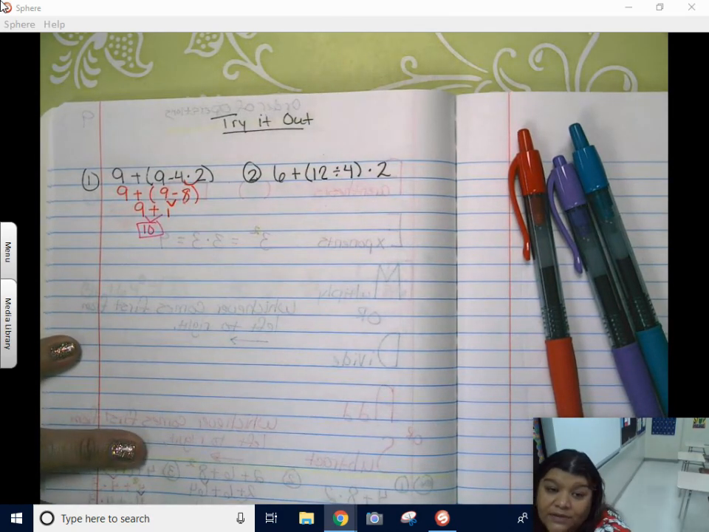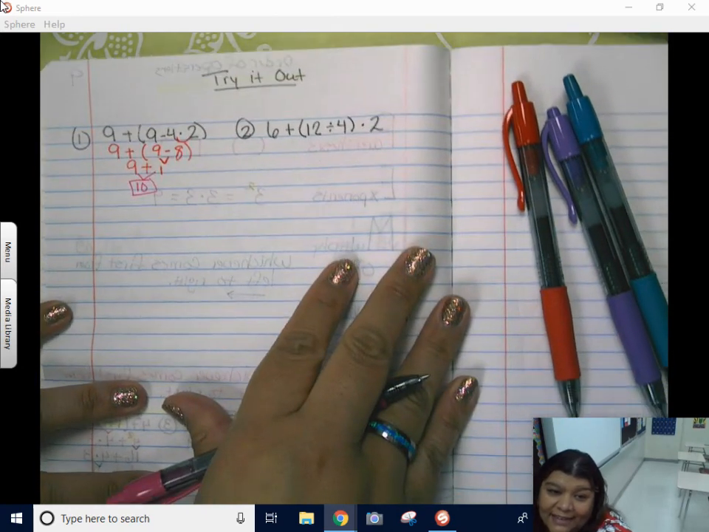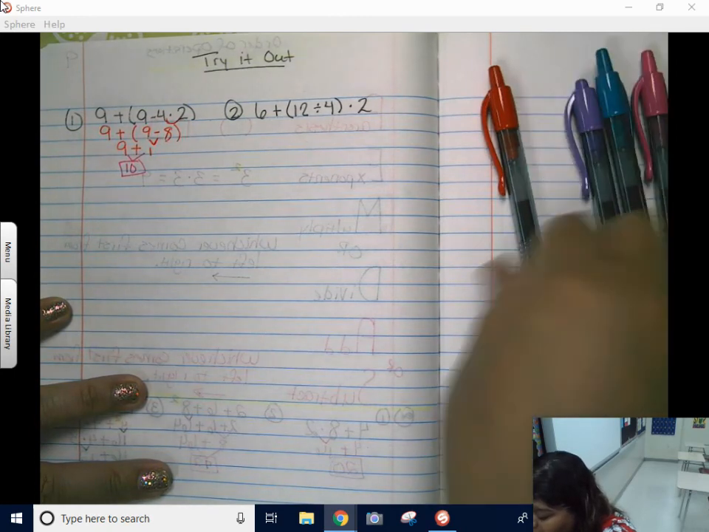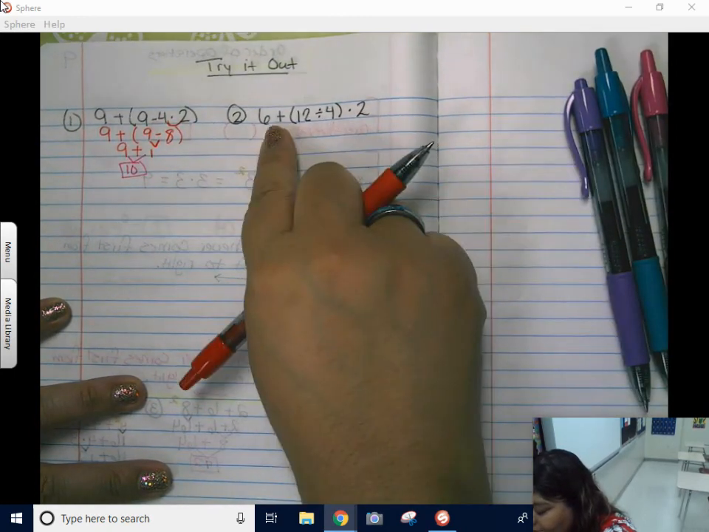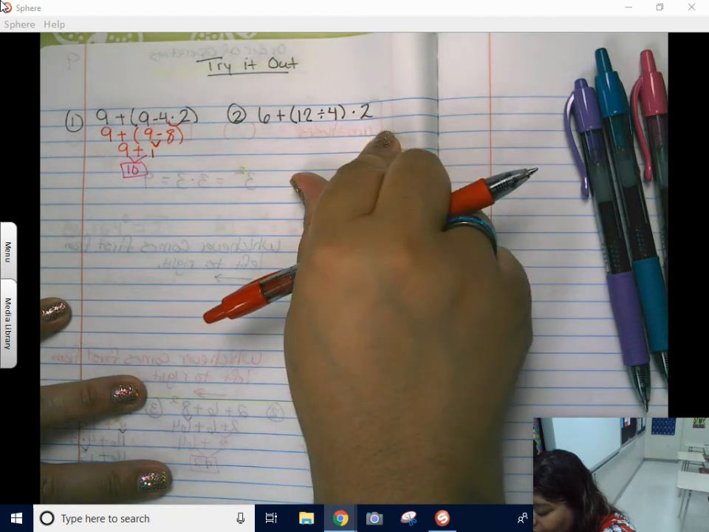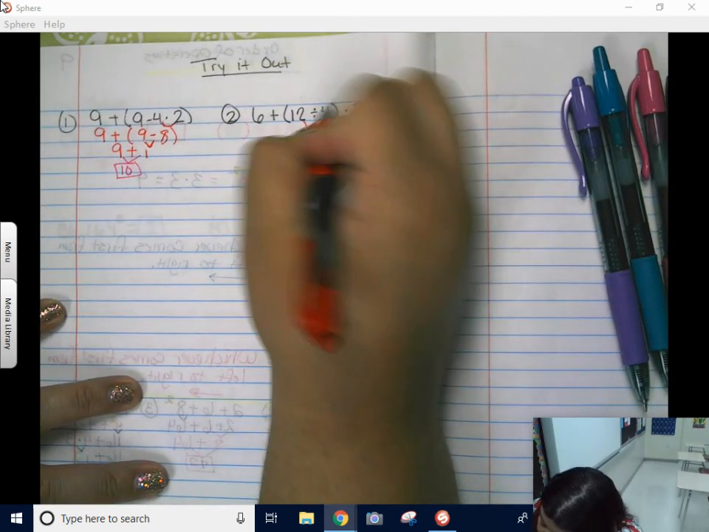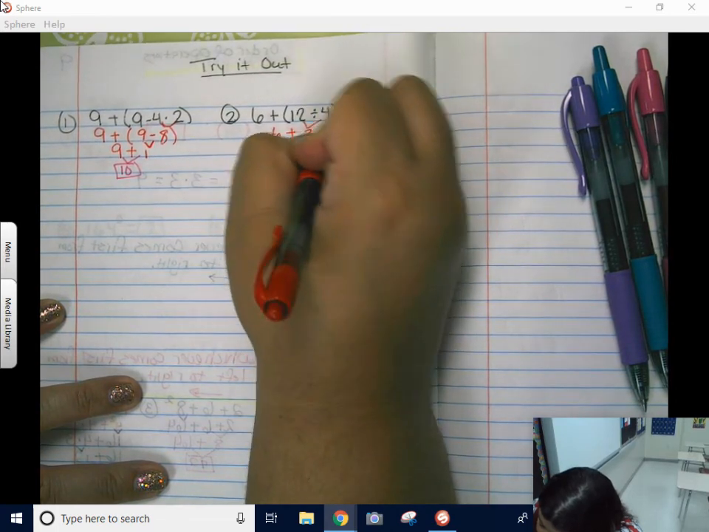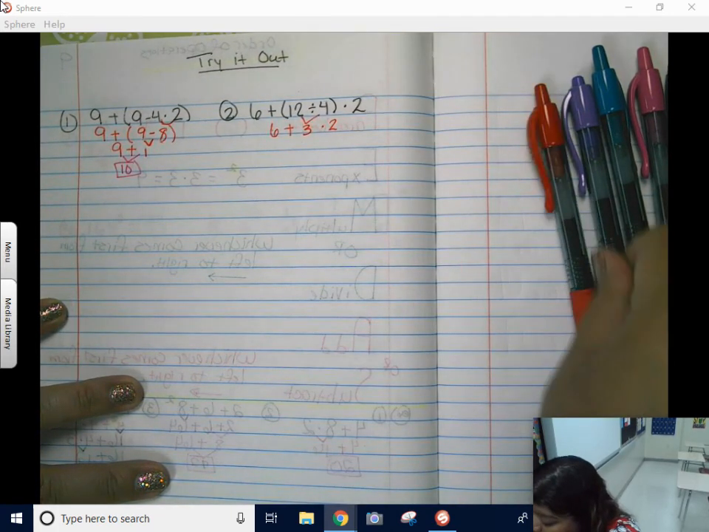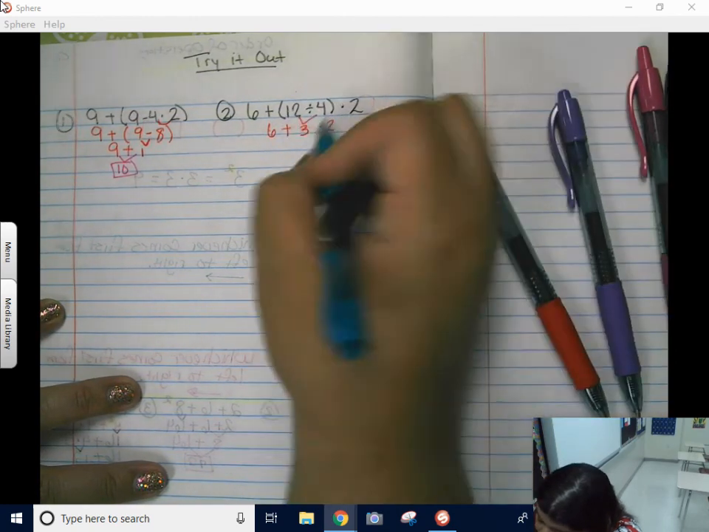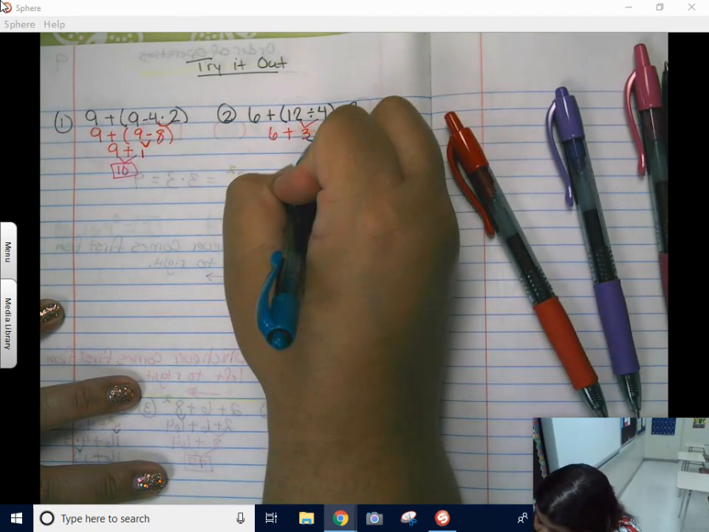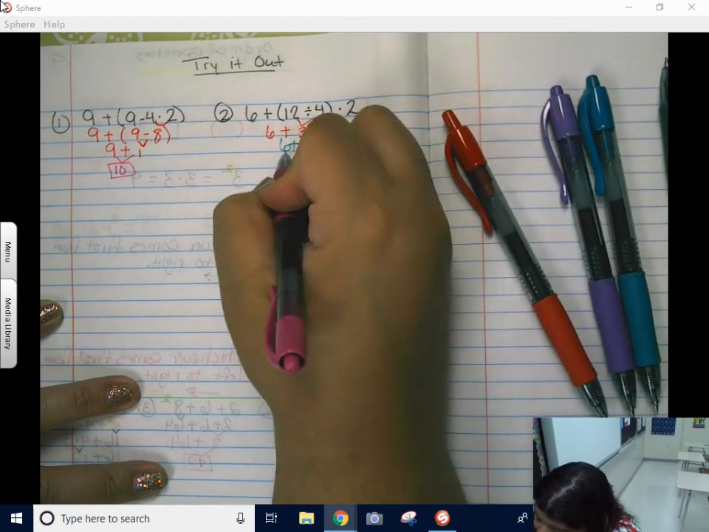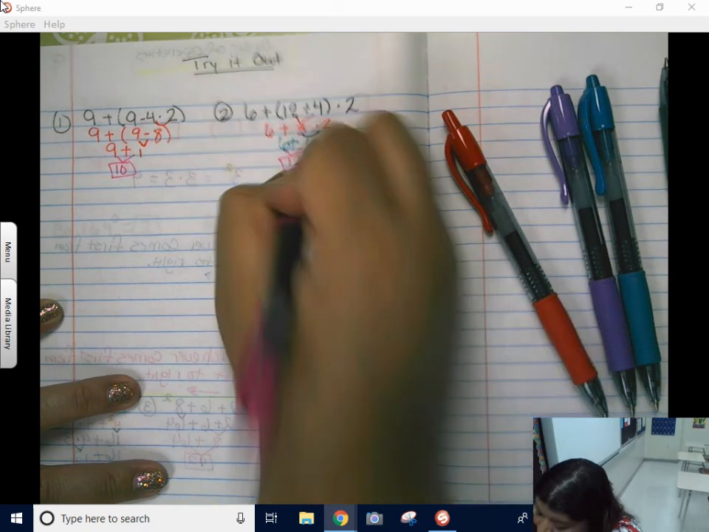If you got that right, give yourself a big pat on the back. I put that in there to try to see how you did on that one. Good. Let's go to the next one. 6 plus 12 divided by 4 times 2. You should have seen the parentheses first. 12 divided by 4 is 3. Bring it down. Just like that. I saw no exponents, so the next thing you should have done was the multiplication over here. 3 times 2 is 6. And then the last operation, 6 plus 6 is 12.